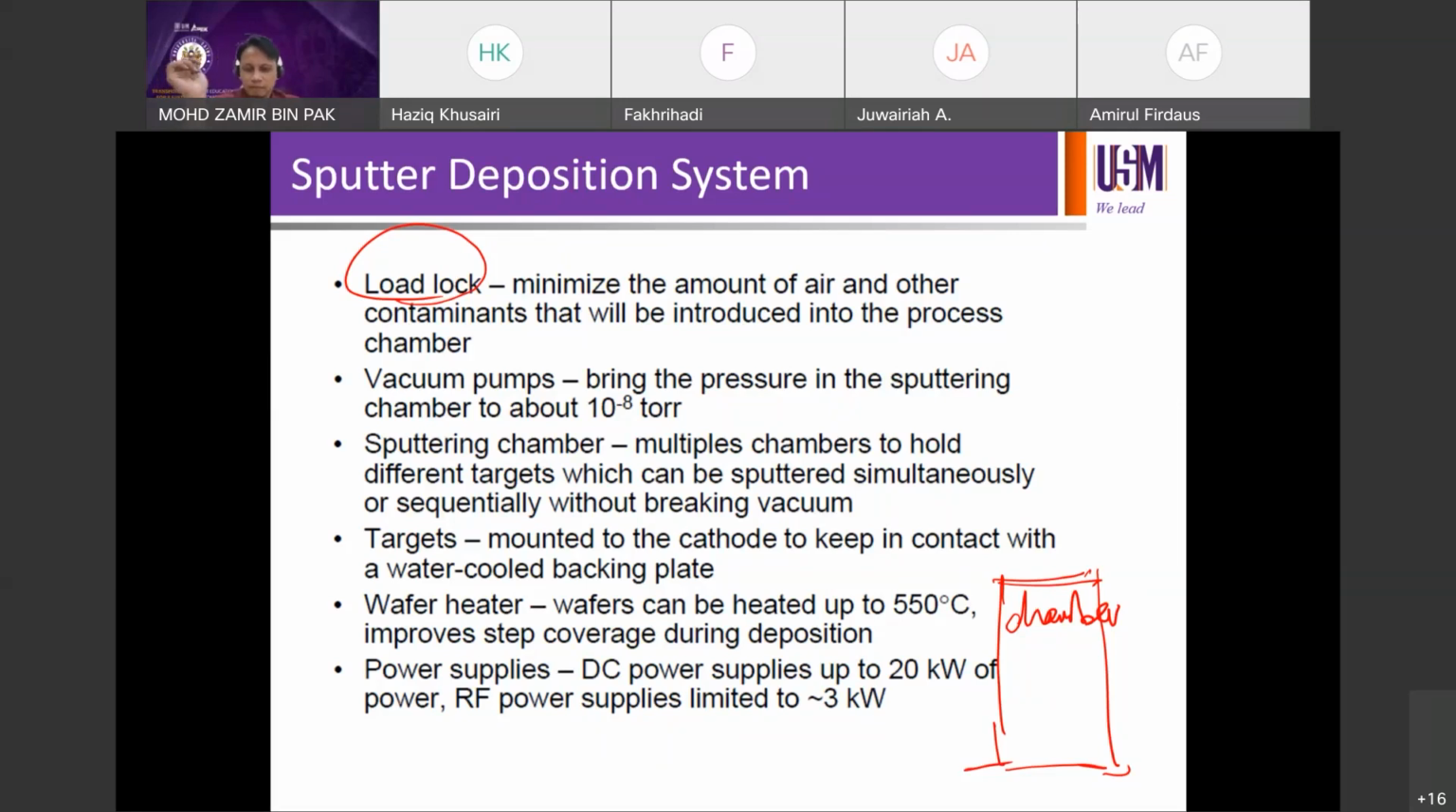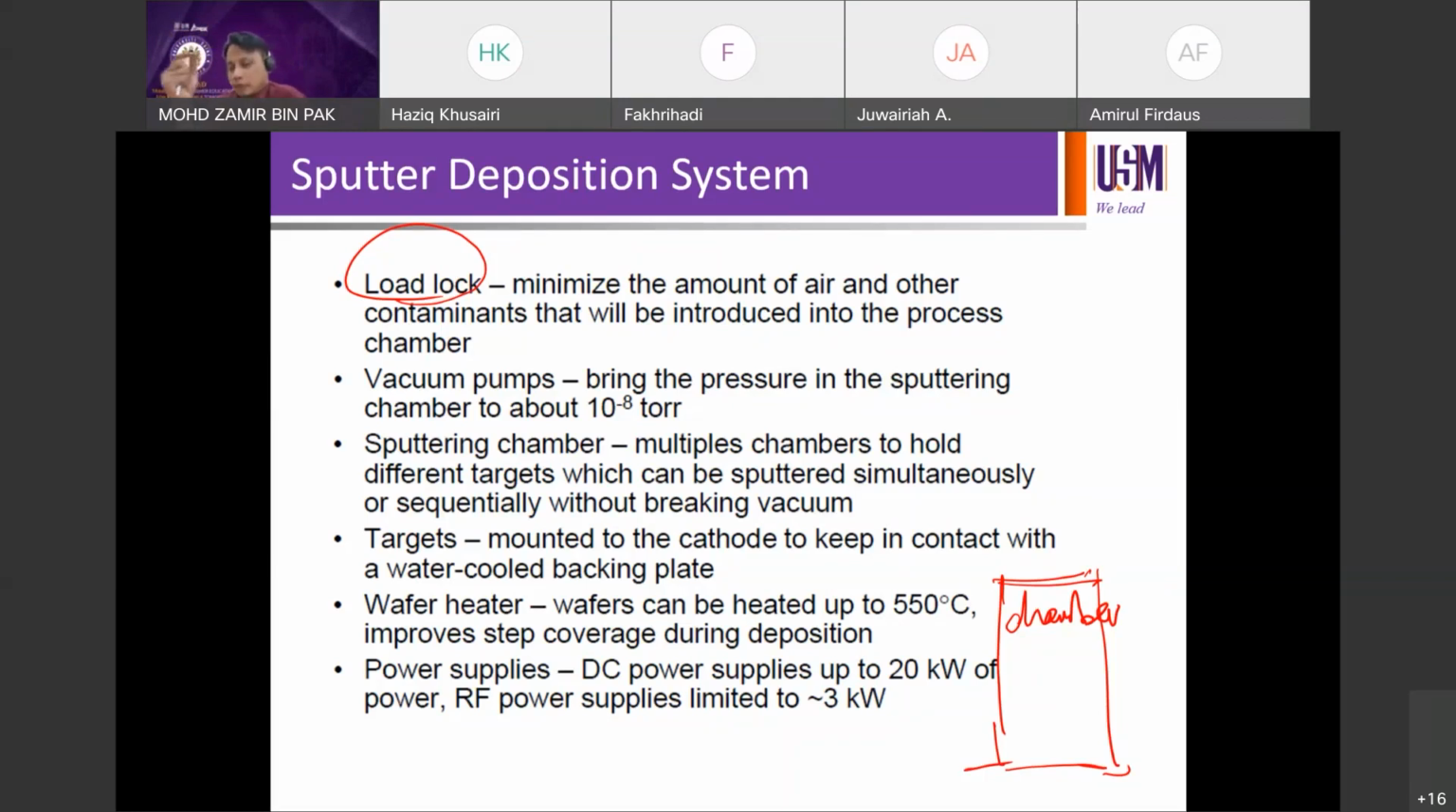Right, Izzati? You put your sample inside the chamber manually, right? So to be able to do that, you have to open the chamber. You have to open the door, right? So you have to vent the chamber so that the pressure inside the chamber is equal to atmospheric pressure. Then only you can open. If it's vacuum inside and atmospheric outside, then obviously you cannot open because of the pressure difference.